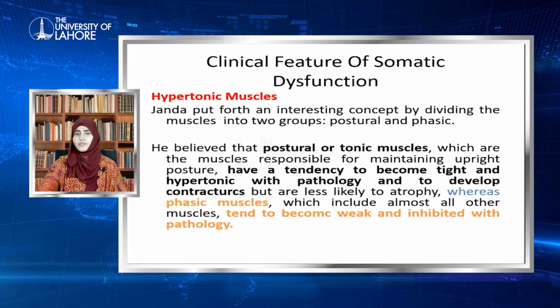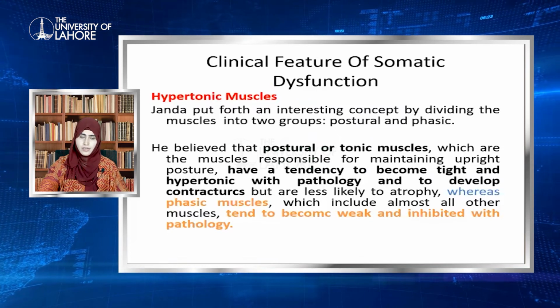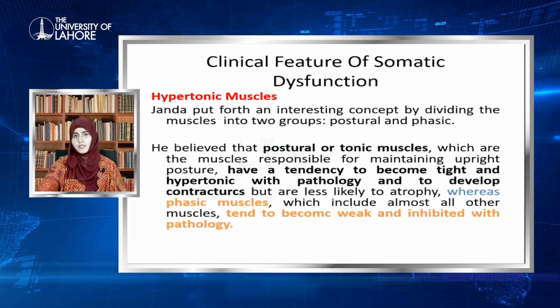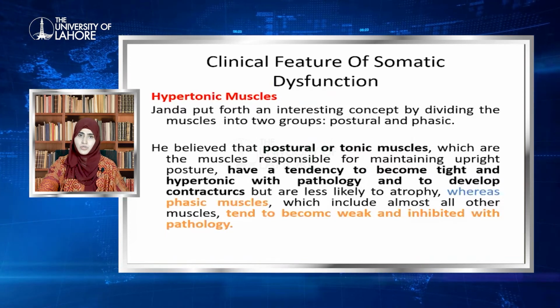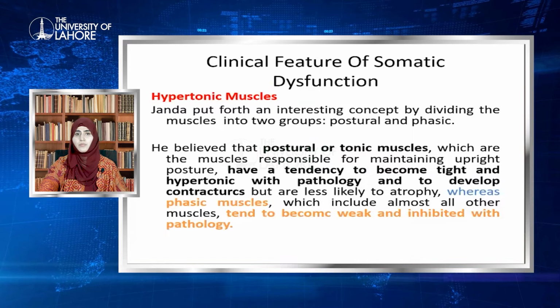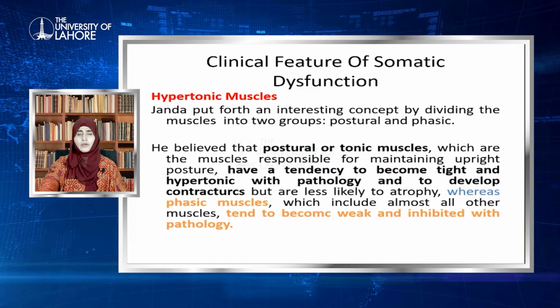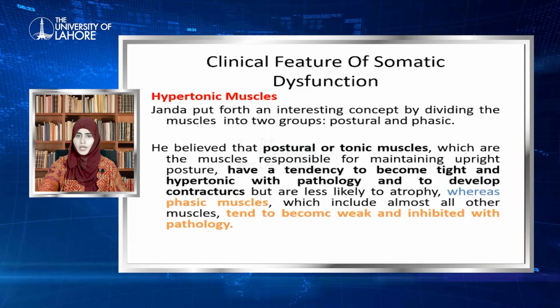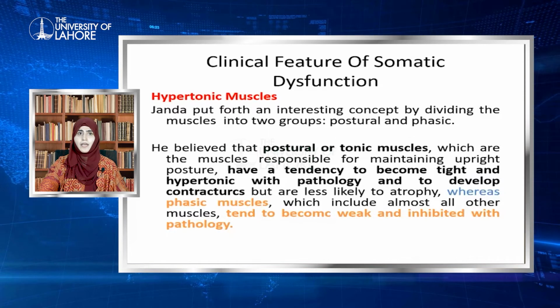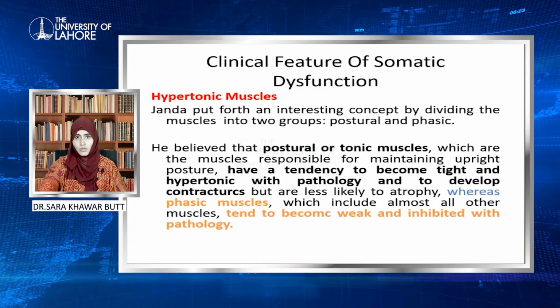There are some clinical features of somatic dysfunction. One of them is hypertonic muscles. Hypertonic muscles, as described by Janda, are usually responsible for the upright posture. These muscles tend to become tightened and hypertonic in pathology. They develop contractures, but they are less likely to become atrophied.